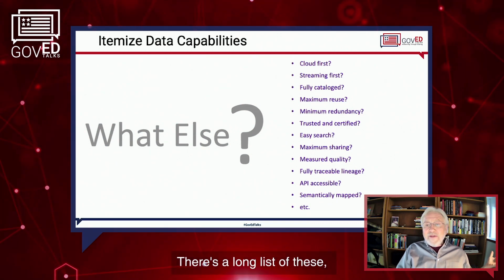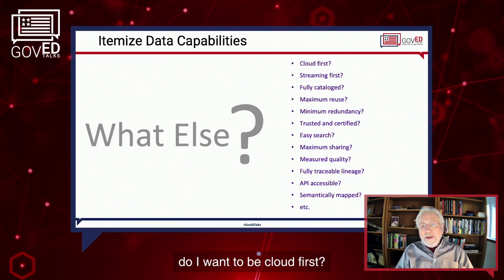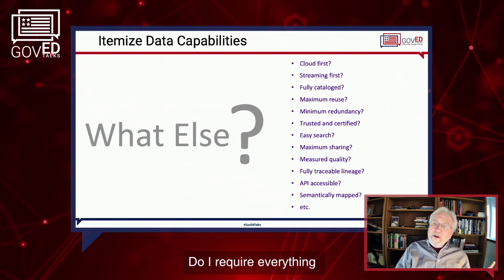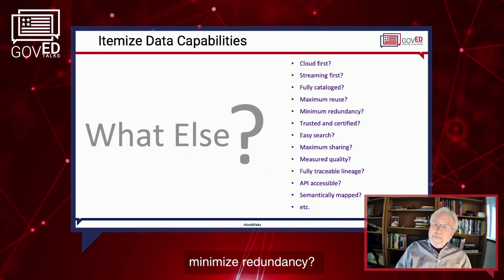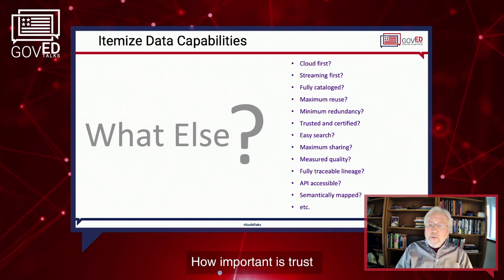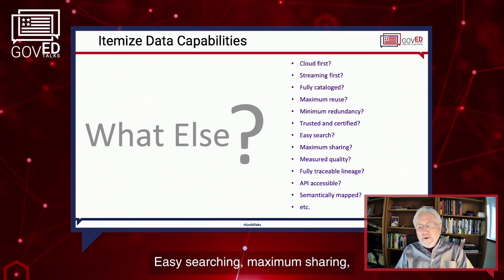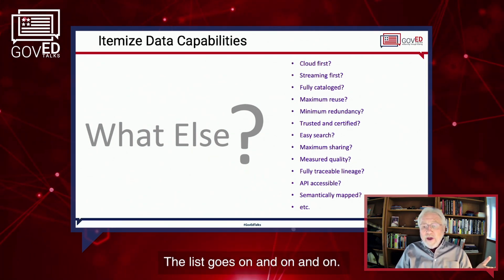There's a long list of these, and I can't even give you an exhaustive list. Do I want to be cloud first? Do I want to be streaming first? Do I require everything to be fully cataloged? Am I looking to maximize reuse, minimize redundancy? How important is trust and certification of data? Easy searching, maximum sharing, measured quality. The list goes on and on and on.